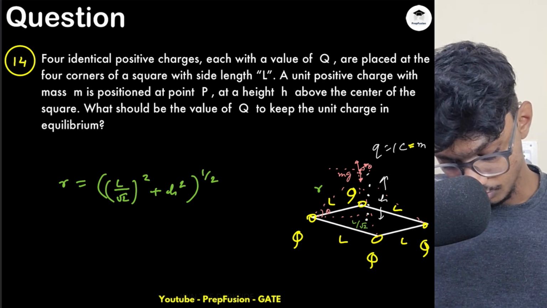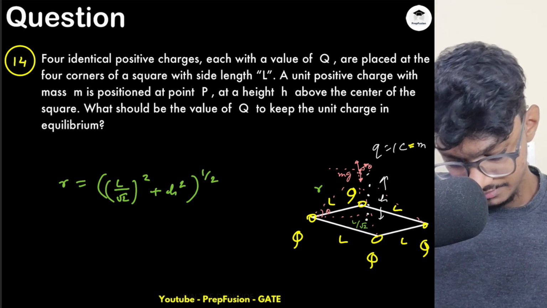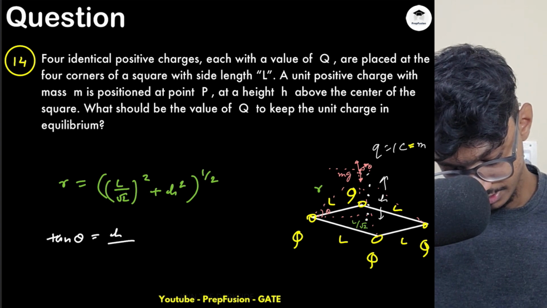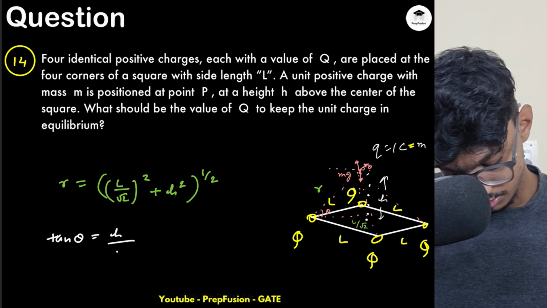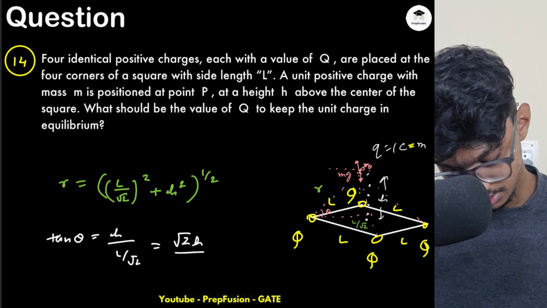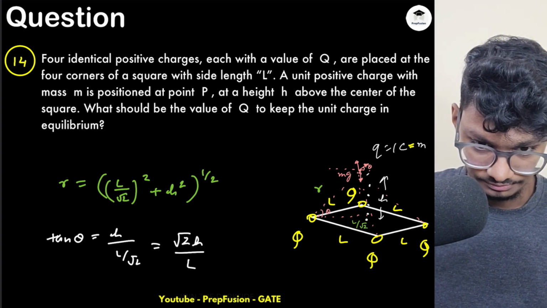So R is this. What is theta? So theta is basically, if I write, tan theta will be height h by L by root 2. So this will be root 2 h by L. Okay, this will be root 2 h by L. So that is the case.